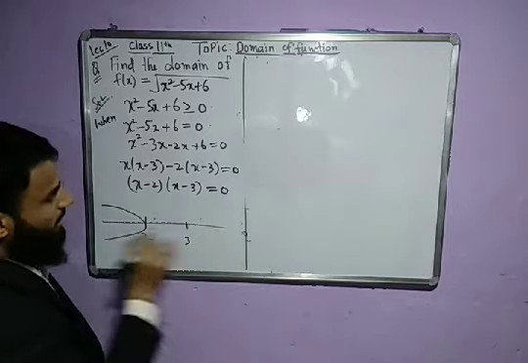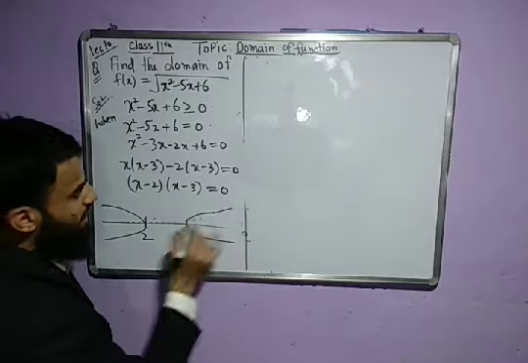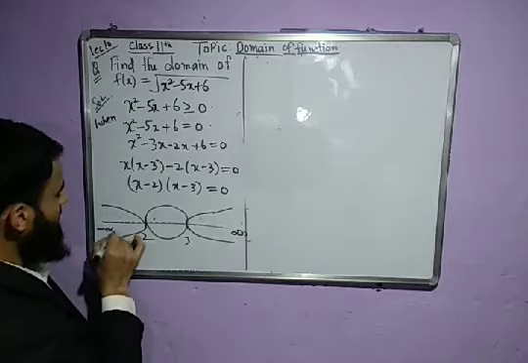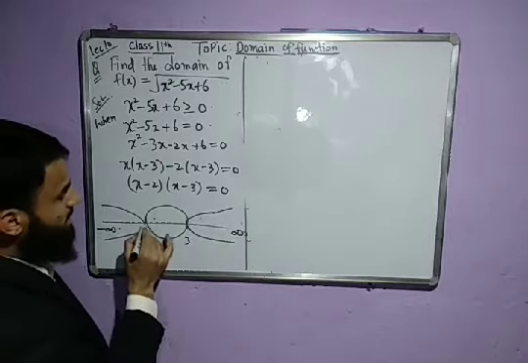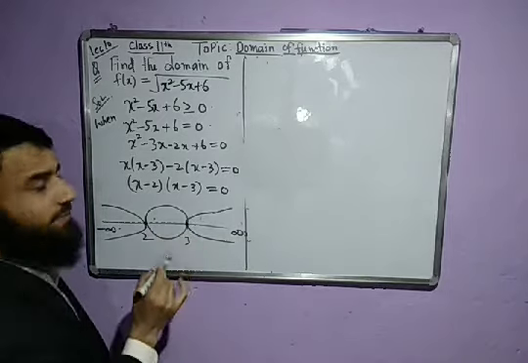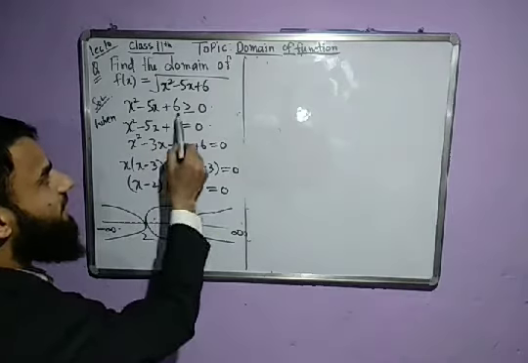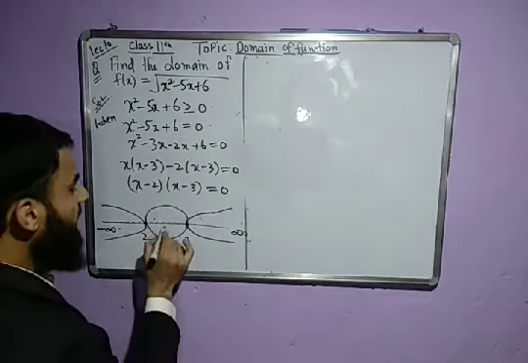Therefore I will create three regions in the number line. This is plus infinity, this is minus infinity. Now is 2 and 3, can I take them? Yes, I can take them, because when I take x is equal to 2 and x is equal to 3, this expression becomes 0, which is valid. So let us find in between.